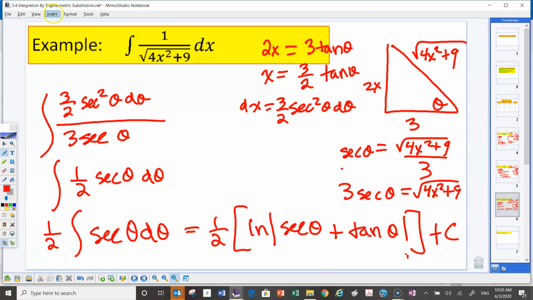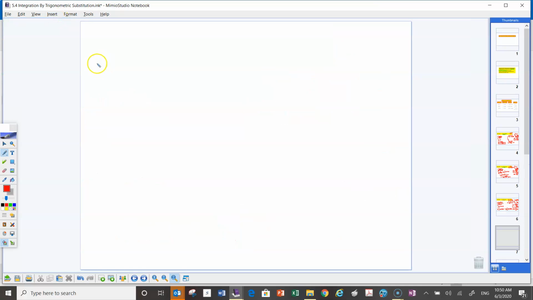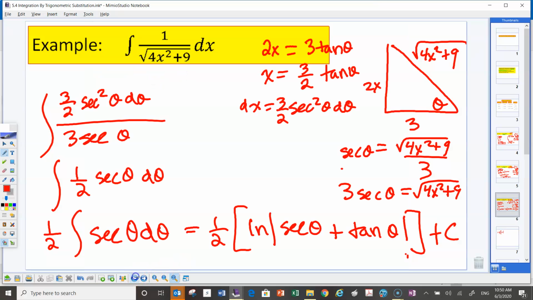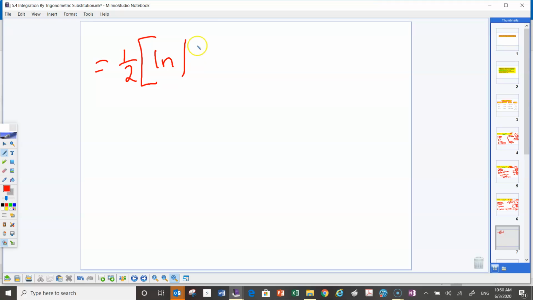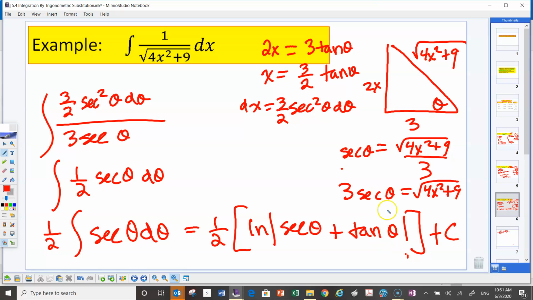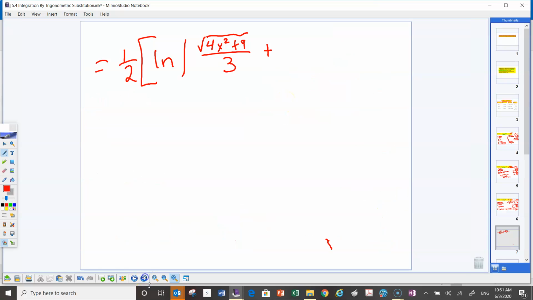plus a constant. So now all I need to do is substitute and get everything in terms of x. So this is going to be ln, the absolute value, while secant theta, if I isolate secant theta here, it would be the square root of 4x squared plus 9 over 3 plus, and in place of tan theta would be 2x over 3 plus a constant, and that would be your final answer for this integral.